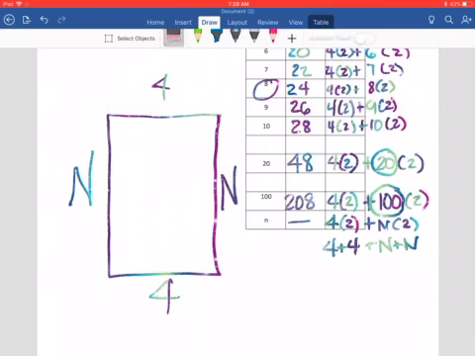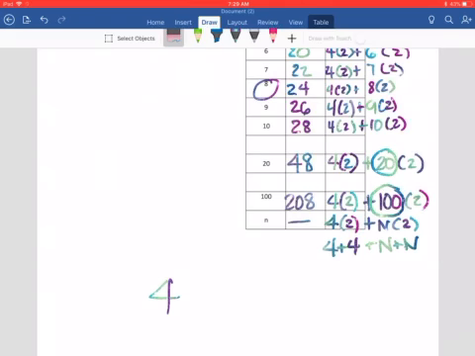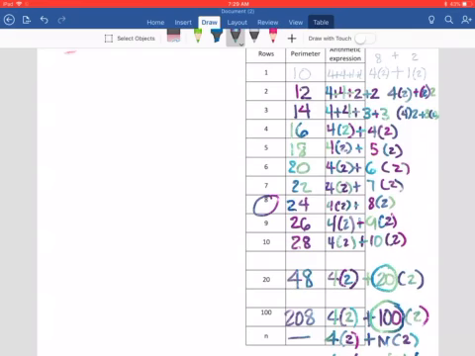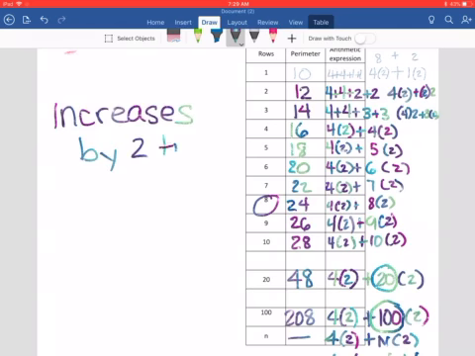So now I ask you, how is your perimeter changing every time you add a new row of tiles? Well, if I look at it, my perimeter, 10, 12, 14, 16, 18, 20, 22, 24, 26, 28, it changes by 2. It increases, there's your math vocabulary, by 2 tiles each time I add a new row.